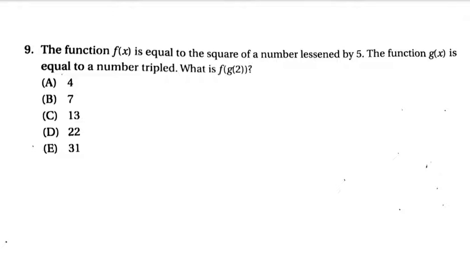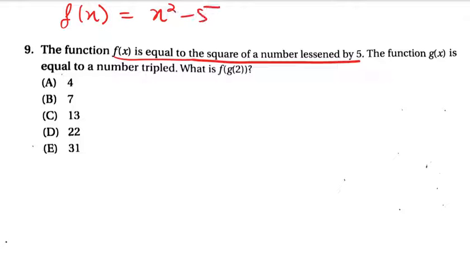So let's move on to our next question, question number 9. Let's continue. You have to find two functions. The first function is given as f of x is equal to the square of a number less than 5. That means f of x is x square minus 5, and the function g of x is equal to triple a number. So g of x is equal to 3x. Then you have to find f of g of 2.